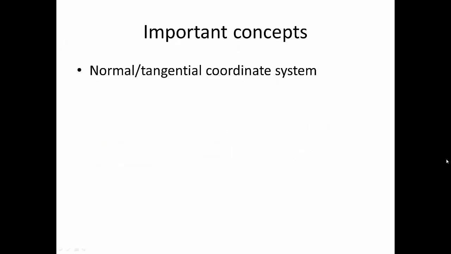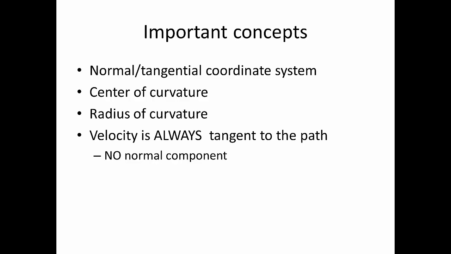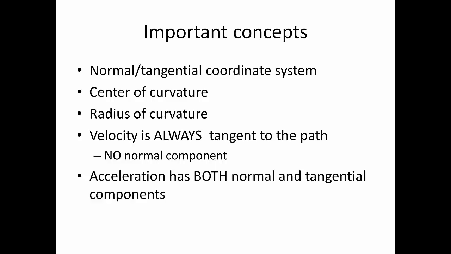So, some important concepts that we need to remember. First, we're dealing with a new coordinate system, a normal tangential coordinate system. The tangential component moves tangent to the path, and the normal component points towards the center of curvature and is also perpendicular to the path. The radius of curvature is important for us to calculate our normal acceleration. Velocity is always tangent to the path. There is no normal component to the velocity. Acceleration has both normal and tangential components.